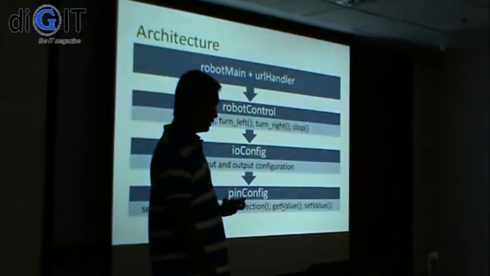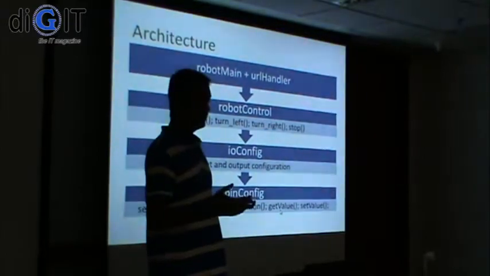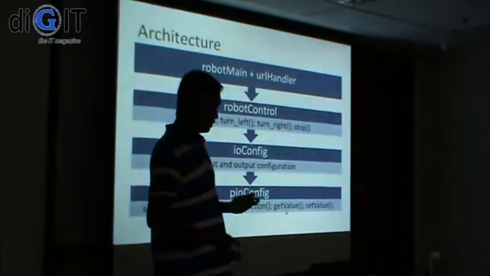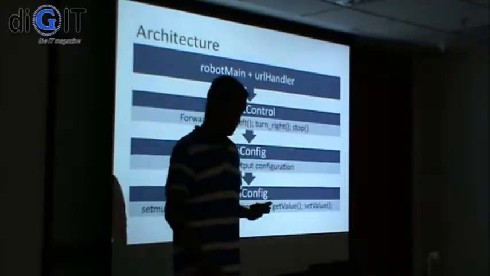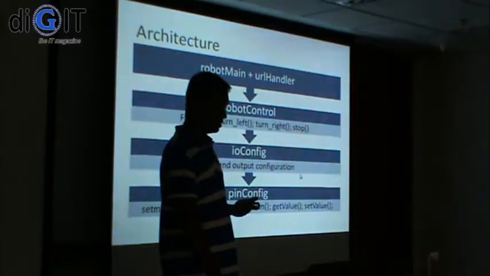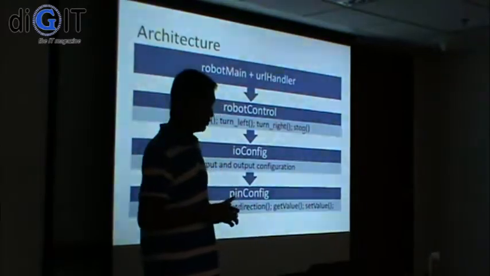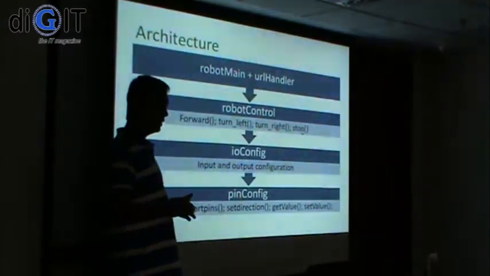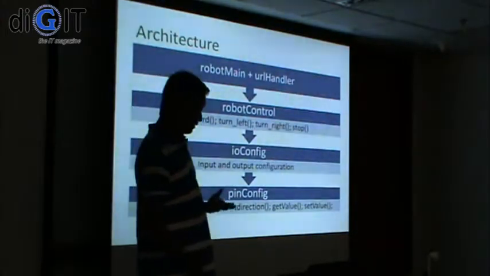Then there's a function get value. You can get the value of whether it is 1 or 0, or you can set the value to high or low conditions. Then I/O configuration, input-output configuration, is done in that part. The robot control part is basically the moving of the robot. Move forward, turn left, turn right, and stop functions are described there.